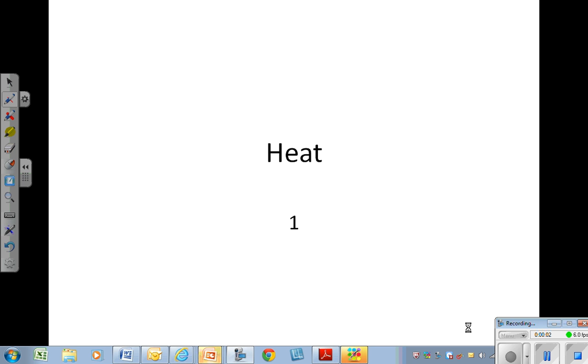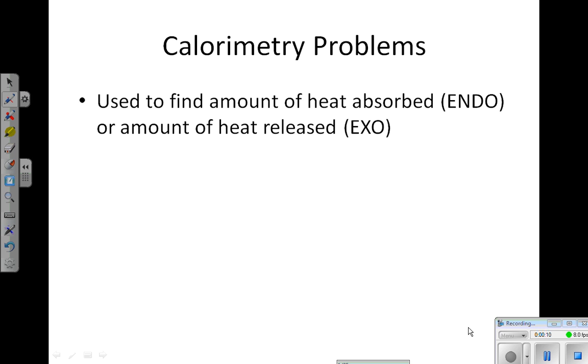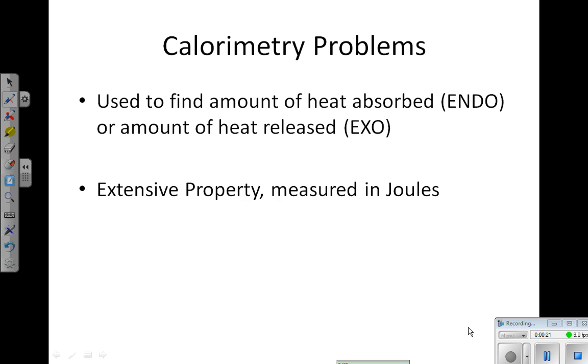In this next video, we're going to talk about heat and do a specific calorimeter problem. A calorimeter problem is used to find the amount of heat absorbed in a reaction or phase change. That would be an endothermic reaction, or the amount of heat released. That would be an exothermic reaction.